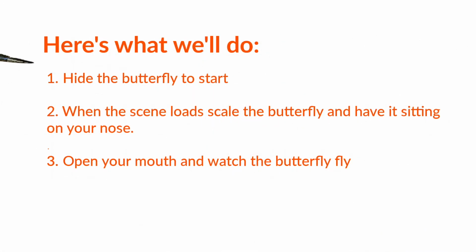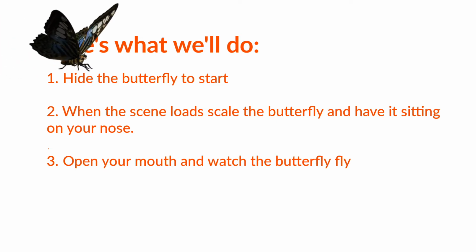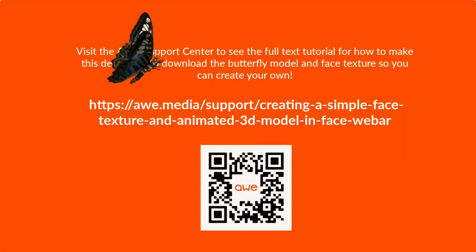Now we'll hide the butterfly so it's invisible when the scene first loads. Then, when the scene loads, we'll make the butterfly show and set up an animation so it sits on your nose with its wings slowly flapping. Then we'll set an event so that when you open your mouth, the butterfly that's on your nose flies in front of your face, then lands on your nose again. Each time you open your mouth, this will happen.